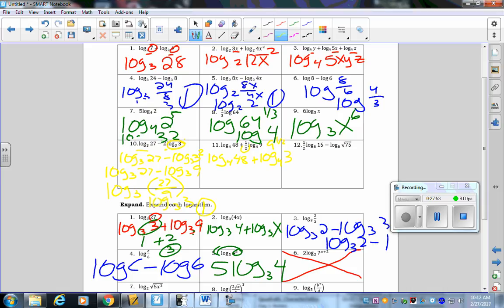So now there's a plus sign, so I'm going to multiply. So log base 4, 48 times 3 is 144. And that's all I can do. I can't write 4 as a power to get to 144.